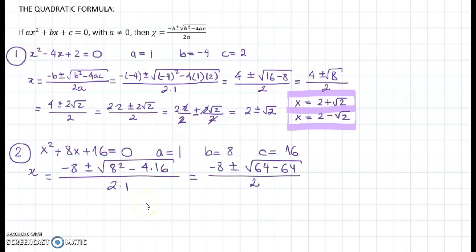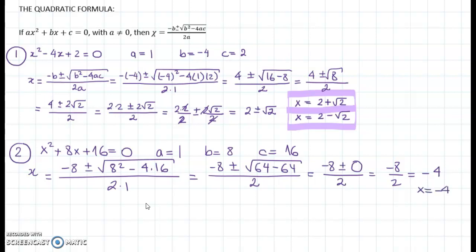If you did apply the formula, you will see that we are getting inside the square root 64 minus 64. So that means we are getting -8 plus or minus the square root of 0, so 0, over 2. So what this is saying is that it doesn't matter if we do plus or minus because we have only one solution, -8 divided by 2, which is -4.